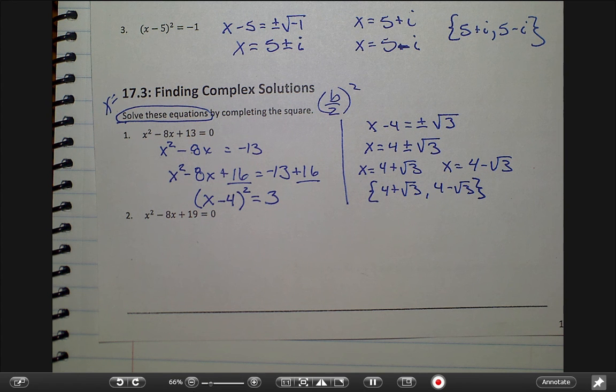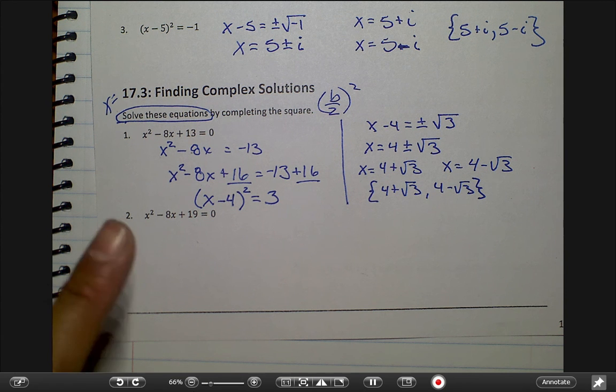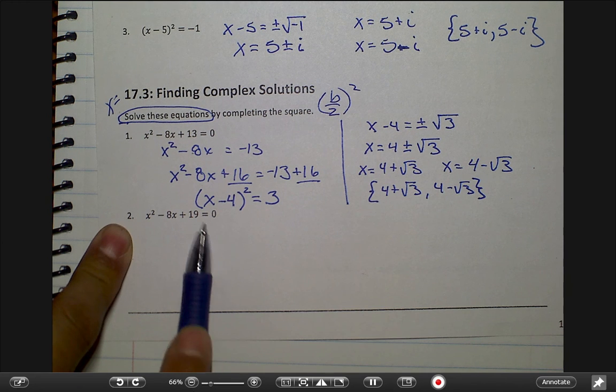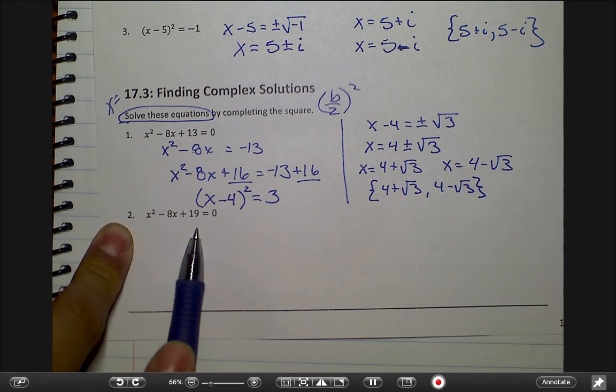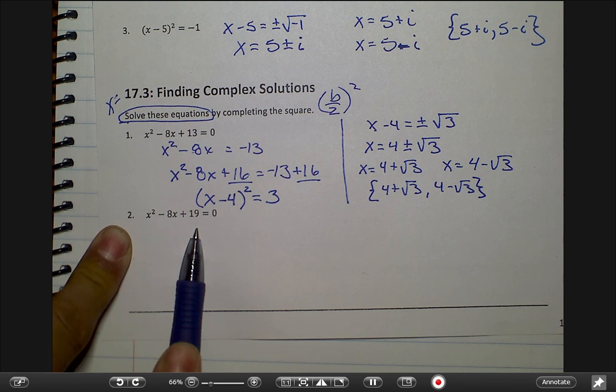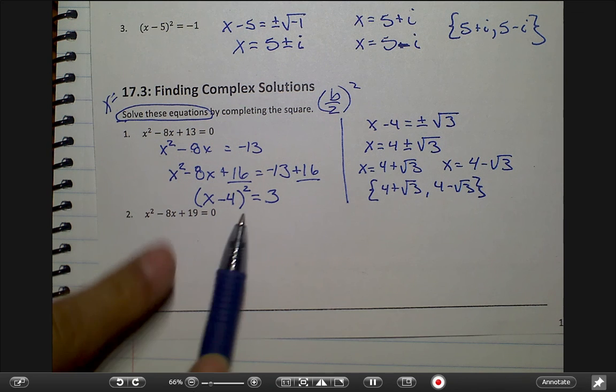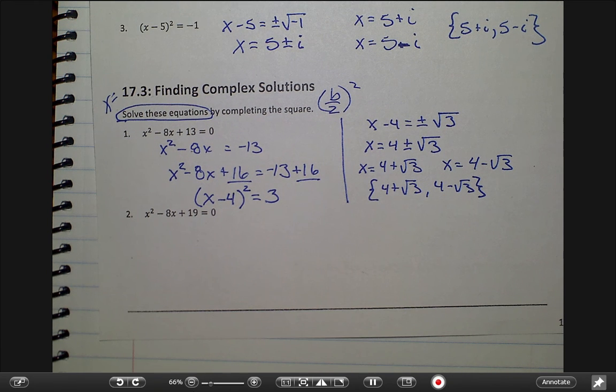All right, I'm going to give you people about 2 minutes. Use the same steps we just did here and do this one right here. Same steps, you're doing this one here. Okay, so it's b divided by 2. Your b, so negative 4. Okay.